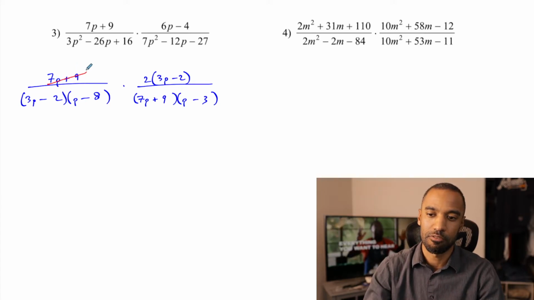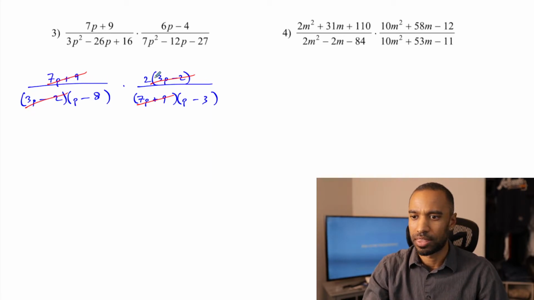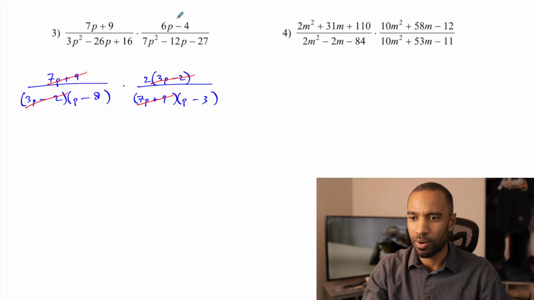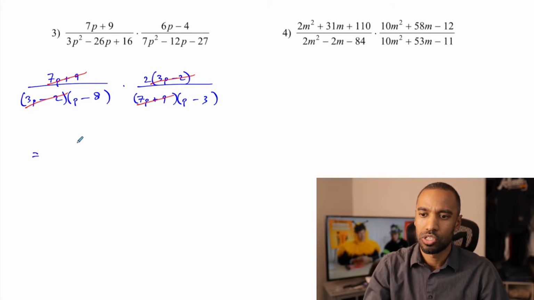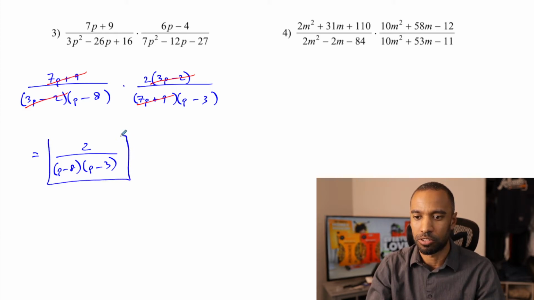And it does here. 7p plus 9 over 7p plus 9 is 1. 3p minus 2 cancels out right there. And I don't see anything else that operates here. We are left with 2 over p minus 8 times p minus 3. And again, I think we can happily leave it factored there. That would be the final simplification.